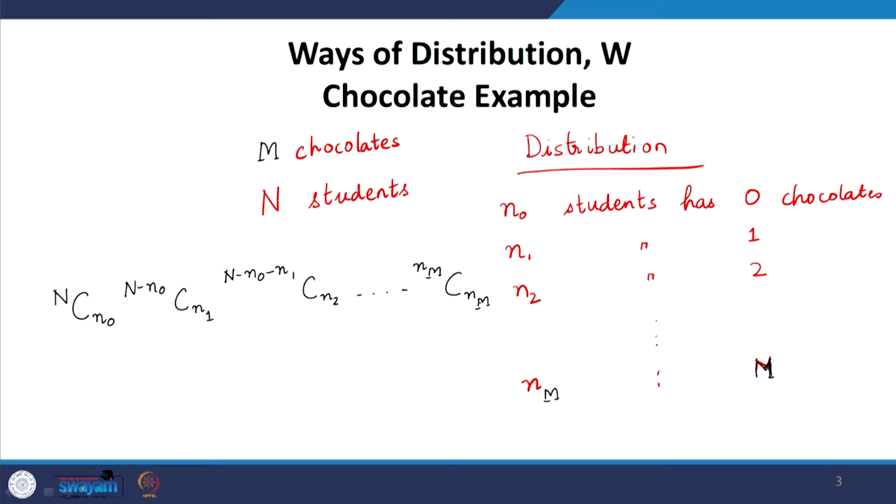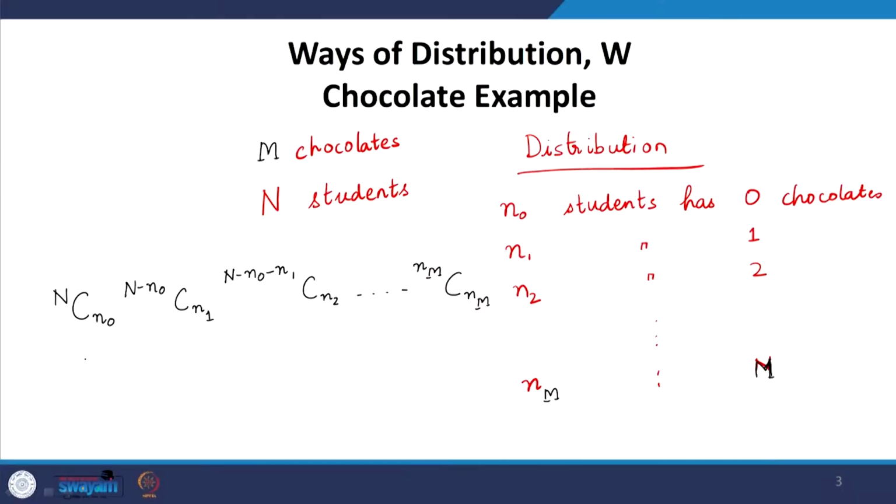So, this is where we use the idea of AND probability. So, first we pick n0 students, and then we pick n1 students from the remaining, and so on, right. So, we have to multiply the combinations to find the number of ways.